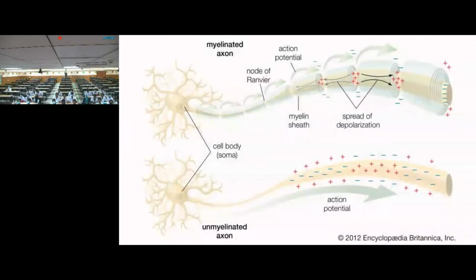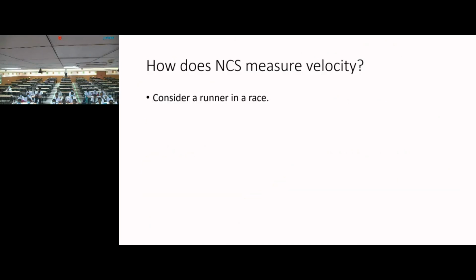See, if it is an unmyelinated fiber, there is going to be a continuous impulse conduction. Whereas in a myelinated fiber, it is going to be saltatory type of conduction, where the impulse is going to jump from one node of Ranvier to the other node. So this is going to be faster.